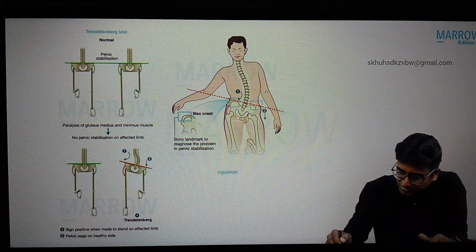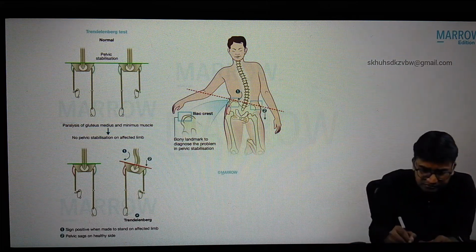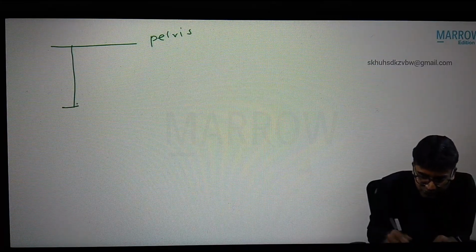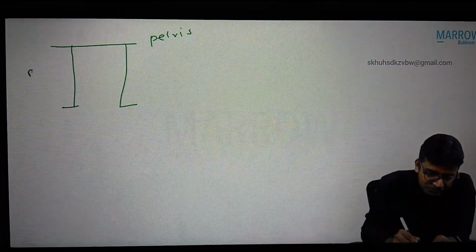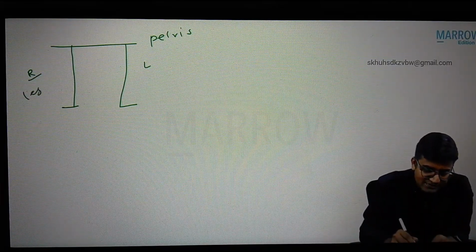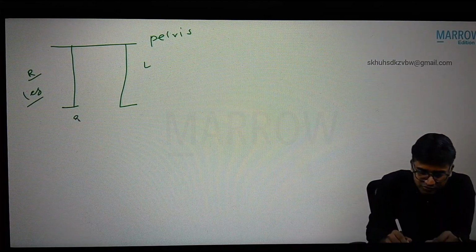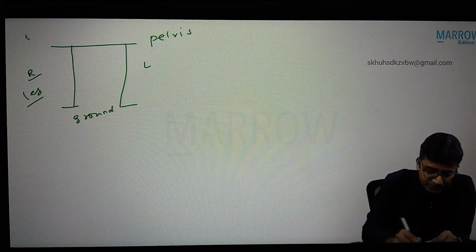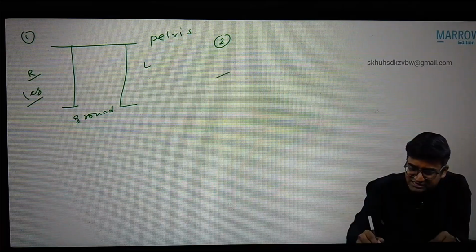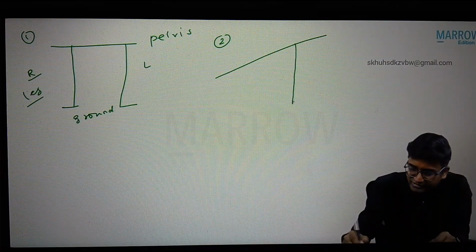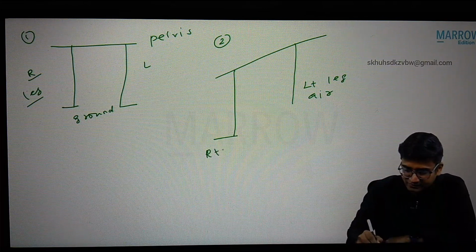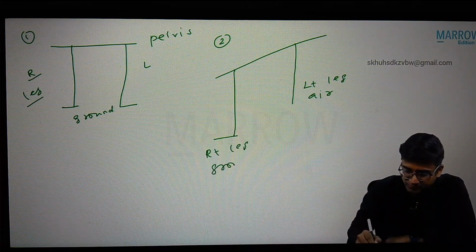Now see the diagram. We'll draw a line diagram. This is the pelvis. Both legs are supported on the ground. We assume this is the right side and this is the left side. Both the right and left legs are supported on the ground. This is the first diagram. Now the second diagram: the patient is lifting the left leg. So the left leg is in the air and the right leg is supported on the ground.